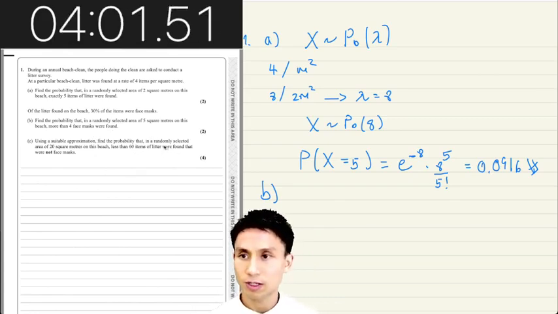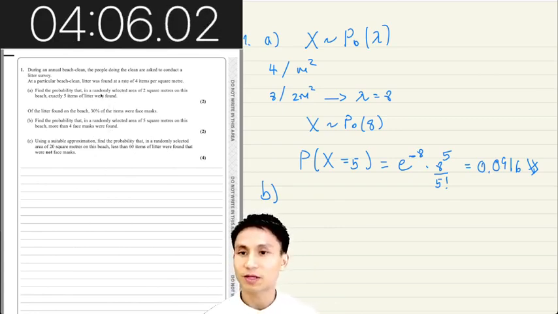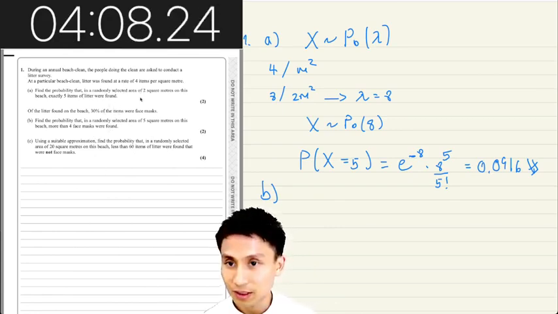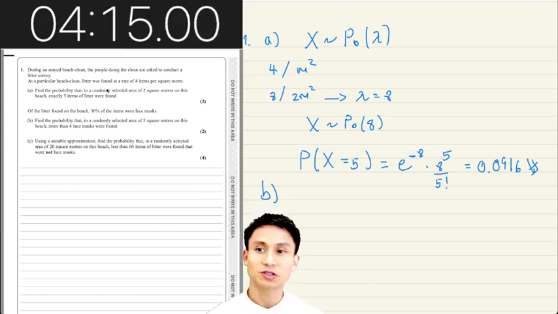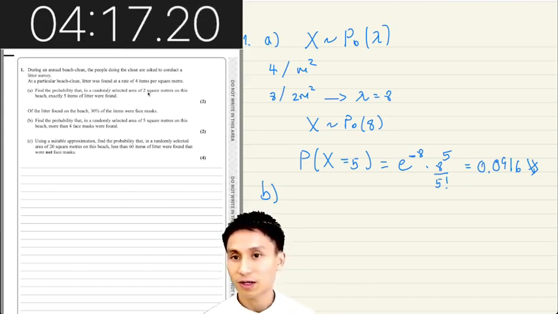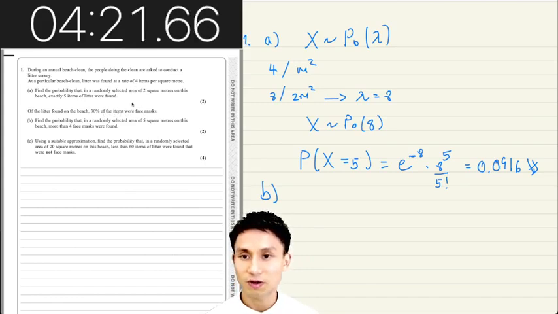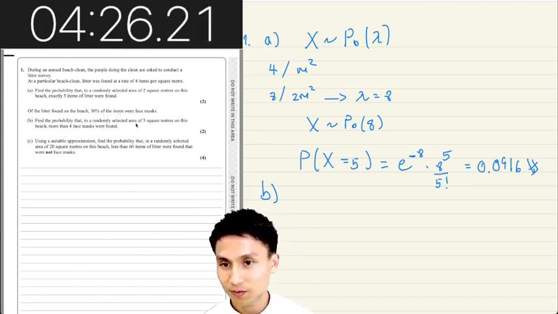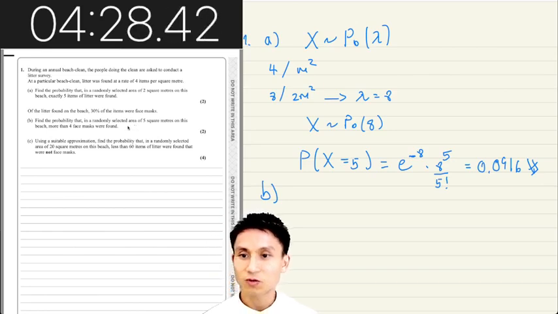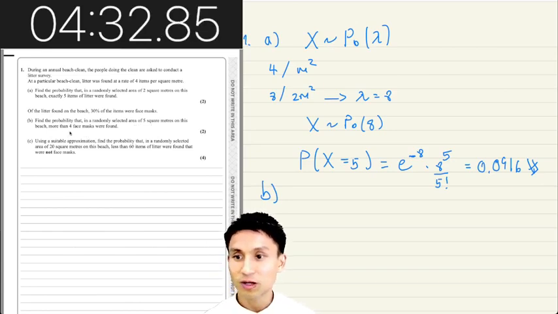Right. Okay. So it's like using Poisson as a binomial this time. Yeah? Because in a given area, you have a Poisson distribution to find litter. Litter is just garbage, basically. Right? And then 30% of the garbage found will be face masks. All right? So in a randomly selected area of 5 square meters, there'll be more than 4 face masks.